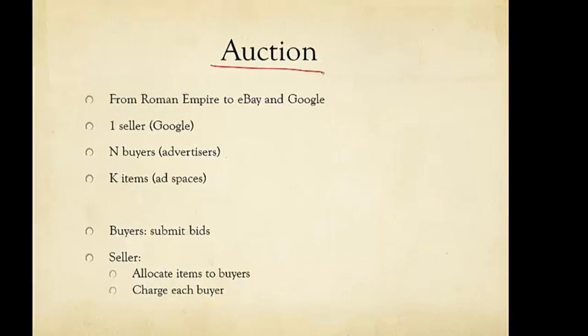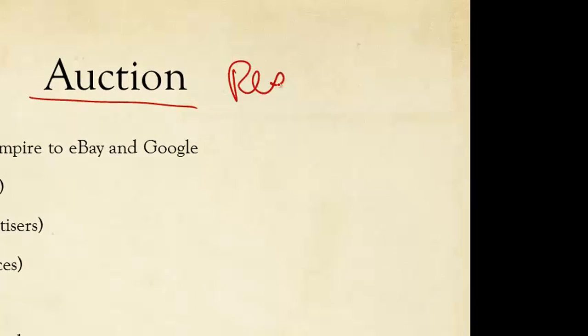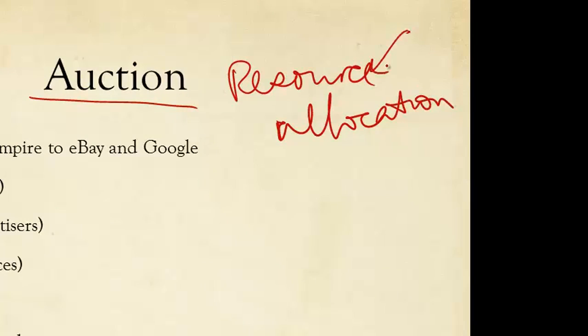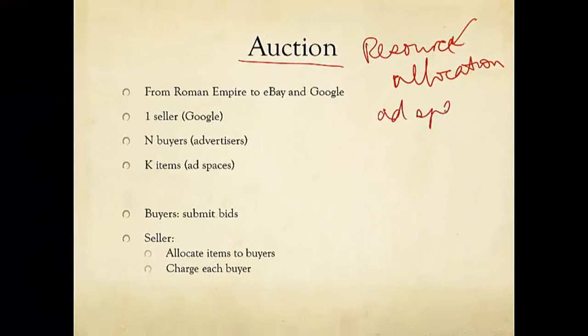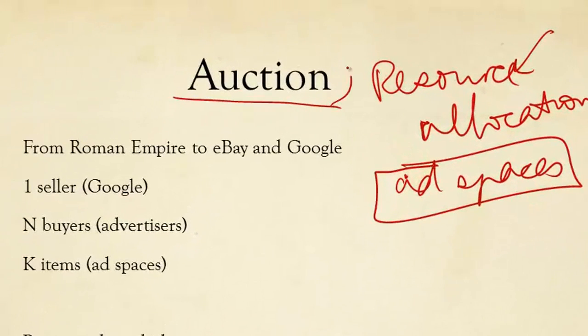So an auction is a particular way to do resource allocation in a crowd or in a network. In this case, the resource is not a signal interference ratio like in the last lecture. The resource in this case is the list of advertising spaces. And the allocation mechanism is auction.